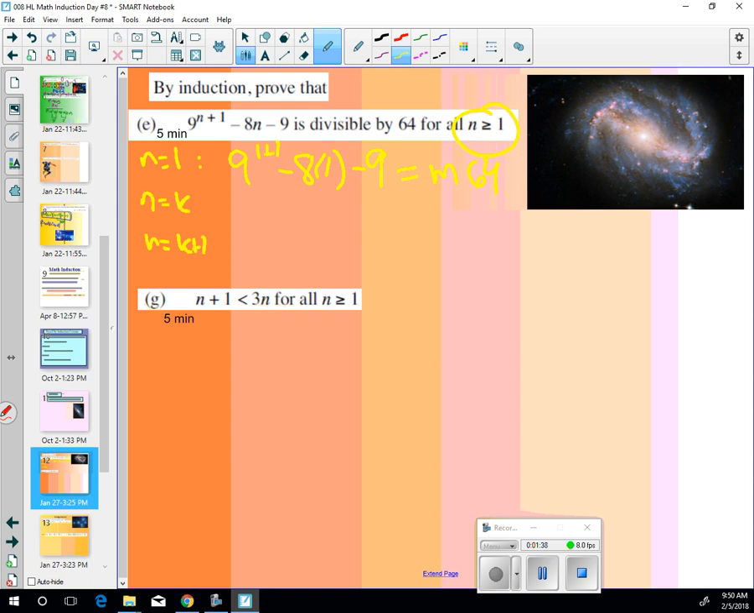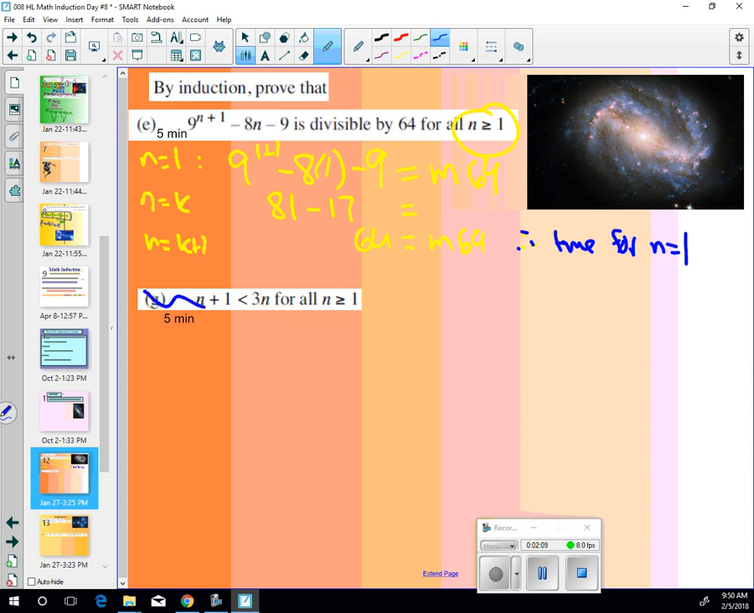So 9 squared is 81, minus 8, minus 9 is 64. And of course, that is what? That is 64, right? Isn't it? Yeah. Is that a multiple of 64? Yeah. So then you write, therefore, true for n equal to 1. Very good. Love it.